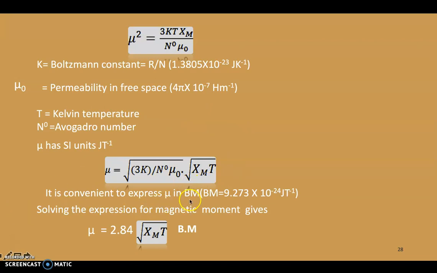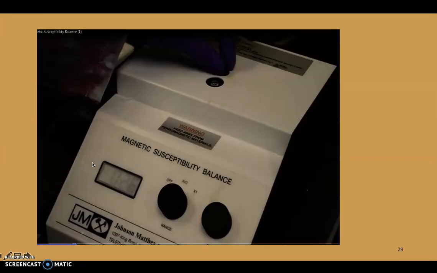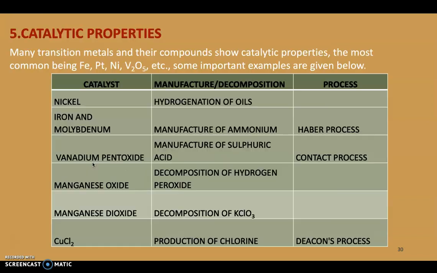It is converted into the unit Bohr magneton. BM means Bohr magneton. These are the units for the measurement of magnetic moment. If we solve this expression, we will get the result, but you need not write all of this; up to here it is enough for you. Next, this is the instrument, the magnetic susceptibility balance. This is the image.